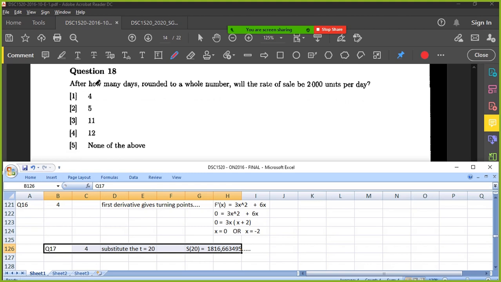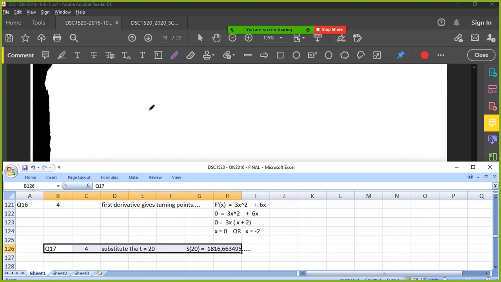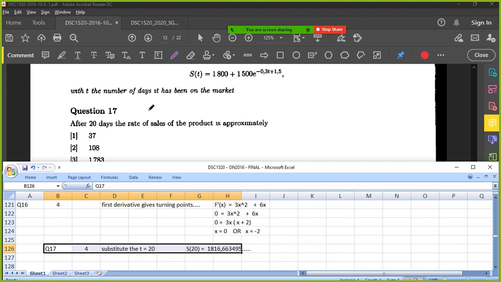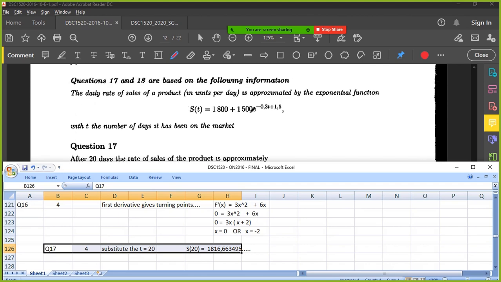Here they said, after how many days, rounded to the whole number, will the rate of sale be 2,000 per day? So do you agree this is representing the sales? They're asking you how many days, so they want what variable? t. Yes. So you're basically going to put in the 2000 equals this thing, and then you're going to be solving for t. Does that make sense?